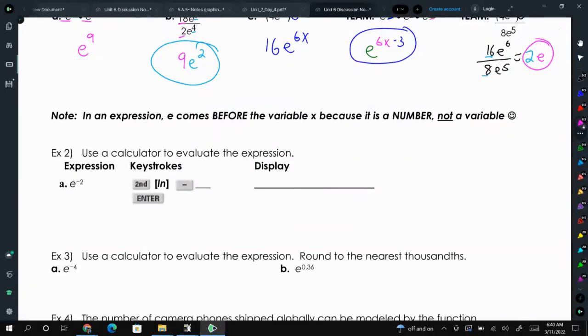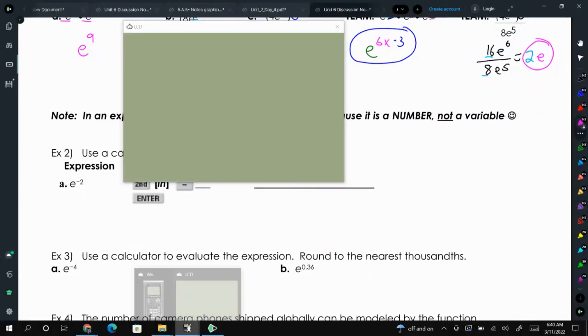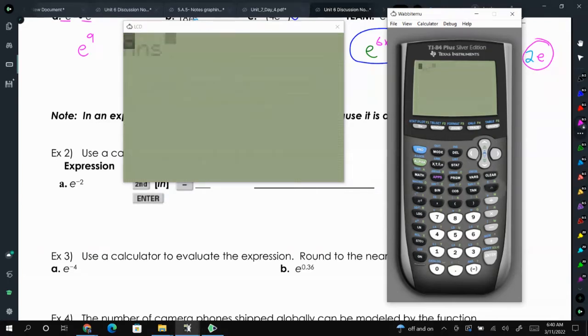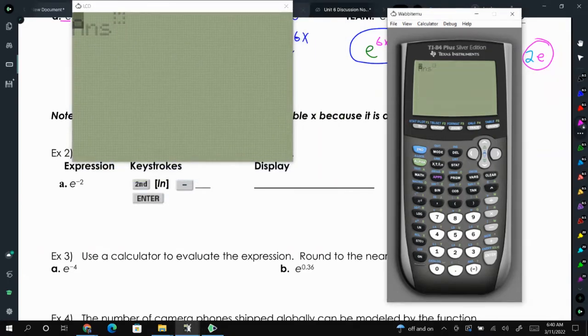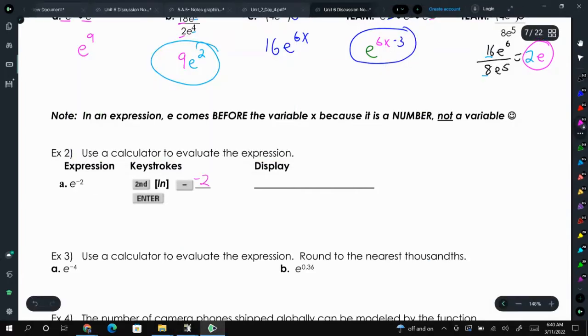So we can do that in our calculator as well. If we were ever asked to evaluate what e is, I have the directions here: second and ln. So remember that second button's up here, and the ln button is right to the left of 4. And you see when you do that, it's e and then has an exponent. So if we're asked to do e to the negative 2, we get 0.135. We can stop writing from there.